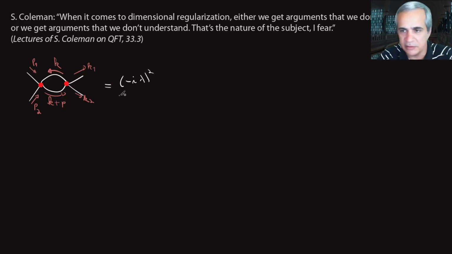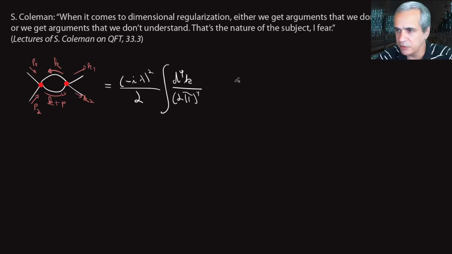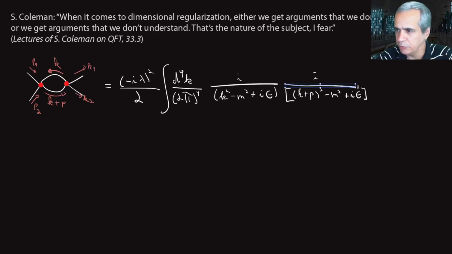So there are two vertices, a symmetry factor, an integral over the loop momentum d^4k over (2 pi)^4, and then these 2 propagators: i over k squared minus m squared plus i epsilon, and the other propagator, i over (k plus p) squared minus m squared plus i epsilon. So we want to look at this.